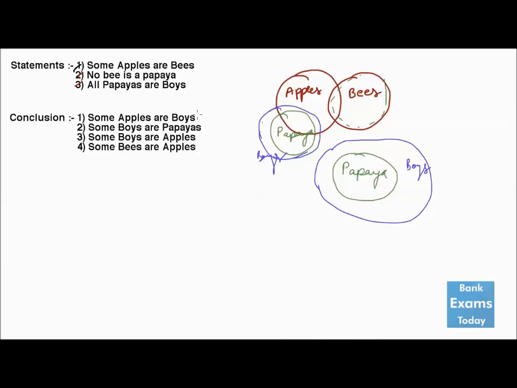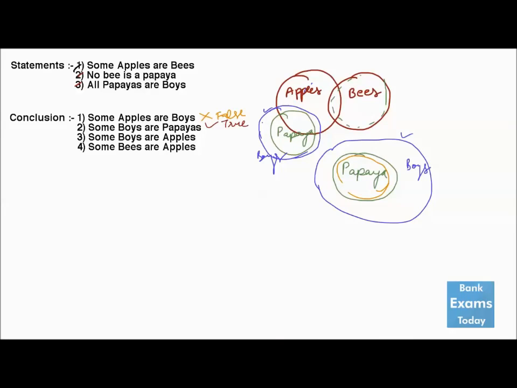Some apples are boys. So if we look at this one, it is right. But there is a second possibility. So here is no relation between apples and boys. So this conclusion can't be found. This is wrong. This is false. Some boys are papayas. Yeah, this one is right. In both of the situations, the papaya part is also boys. So this one is true.